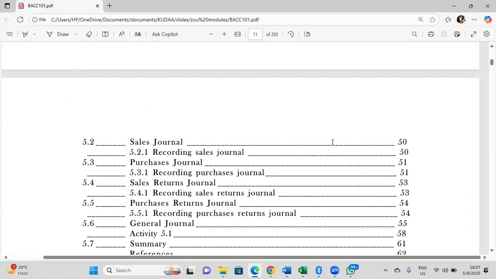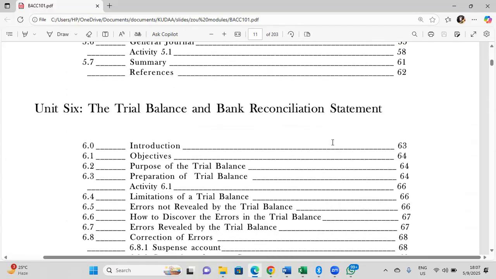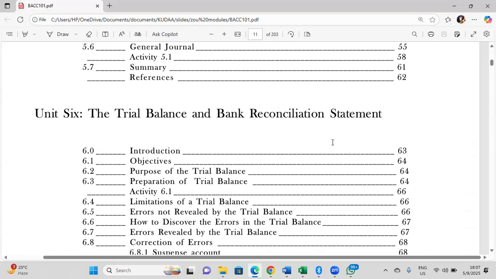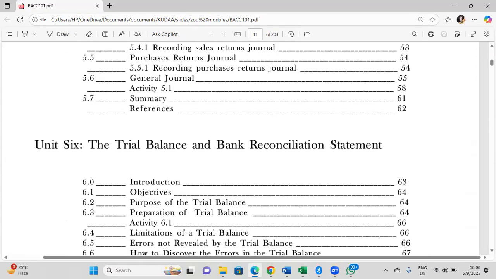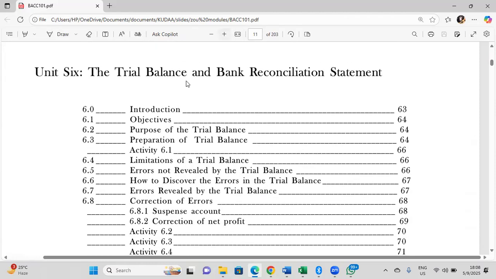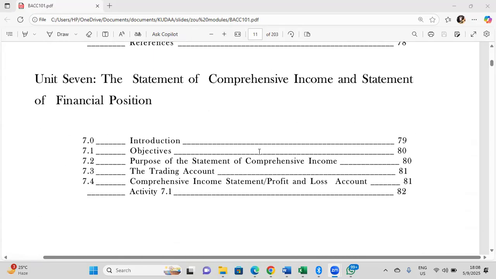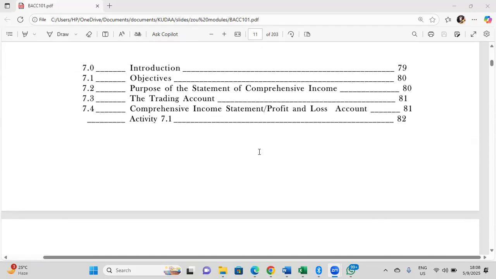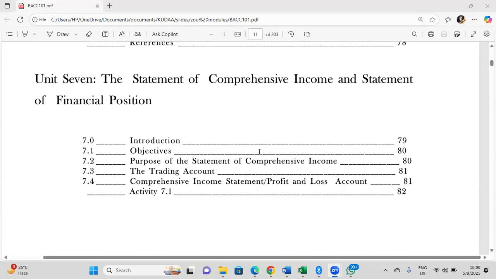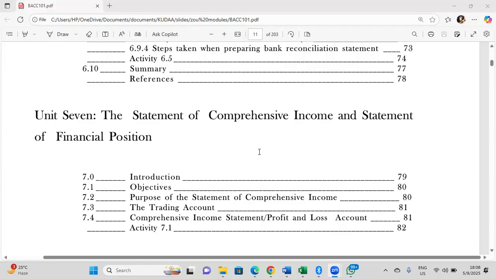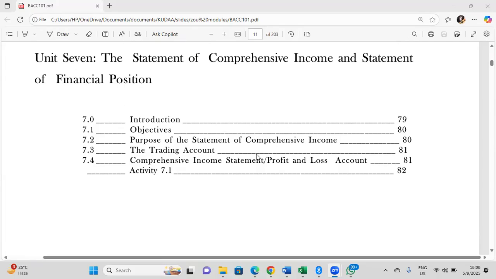Chapter 5, you did that. Chapter 6, trial balance and bank reconciliation, I assume you did that. If you have any issues or challenges that you're facing for these chapters that you have done in fin 1A, you will let me know. Chapter 7, that I assume is the last chapter you did. That's preparation of the financial statements, the income statement, and the statement of financial position.